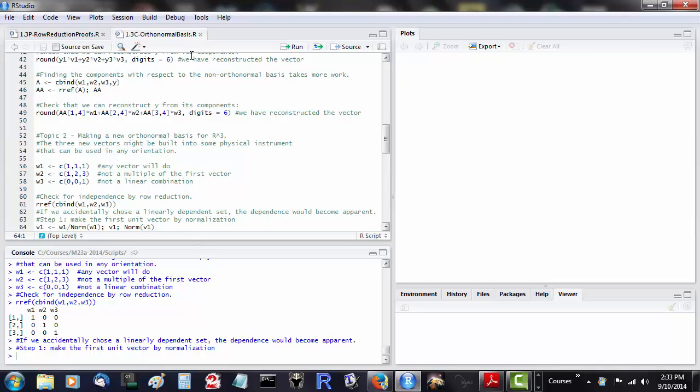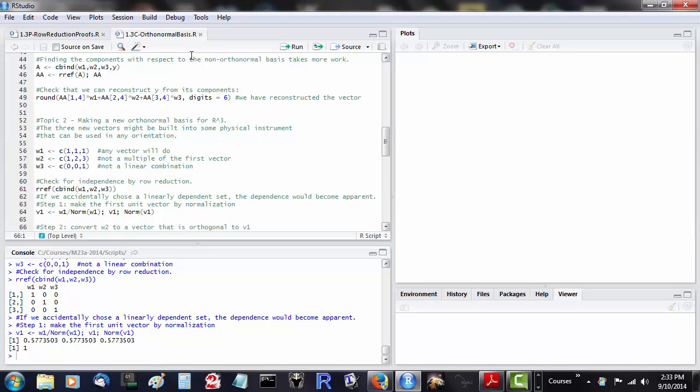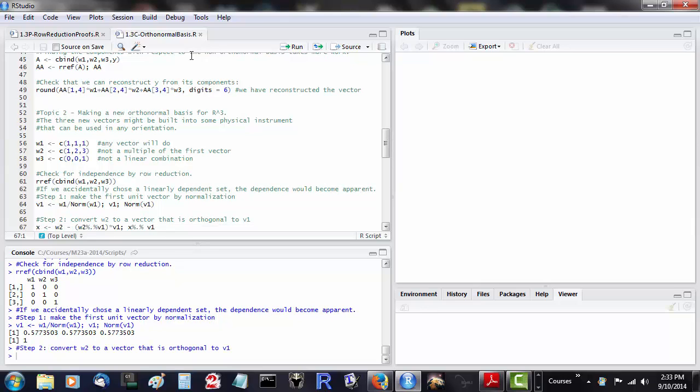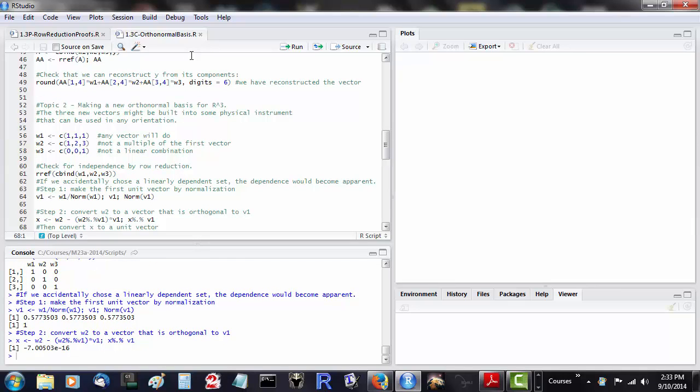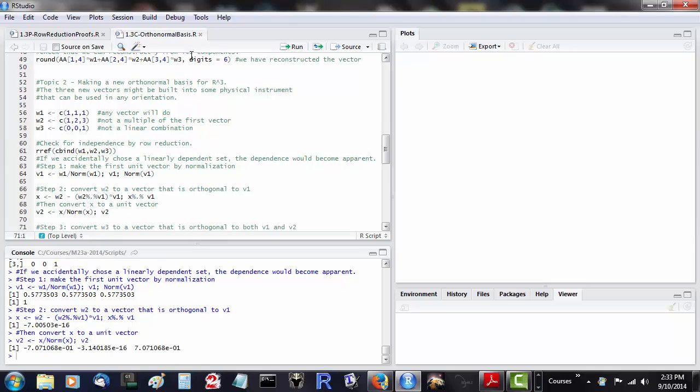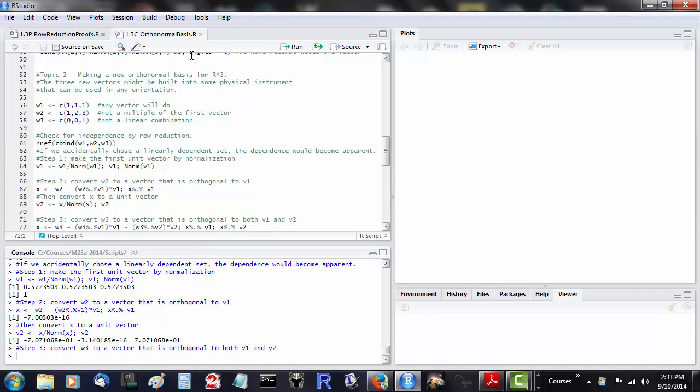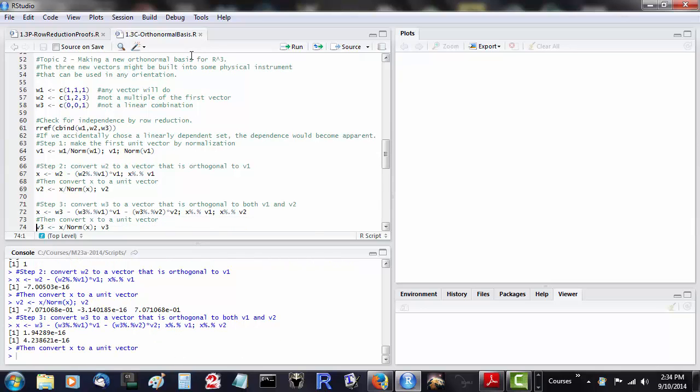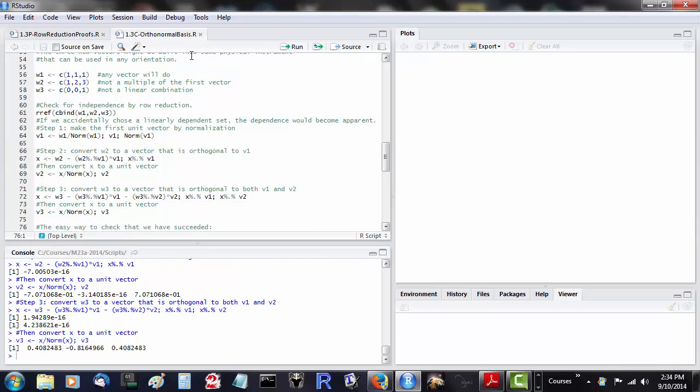Divide W1 by its own length to get my first unit vector. Step 2, subtract off the component of W2 along V1 to get a vector x that's orthogonal to V1, and then convert it to a unit vector. 2 down, 1 to go. Final step, start with W3, subtract off both the component of W3 along V1 and the component along V2, and you get a vector x that's guaranteed to be orthogonal both to V1 and to V2. Convert it to a unit vector, and we're done.